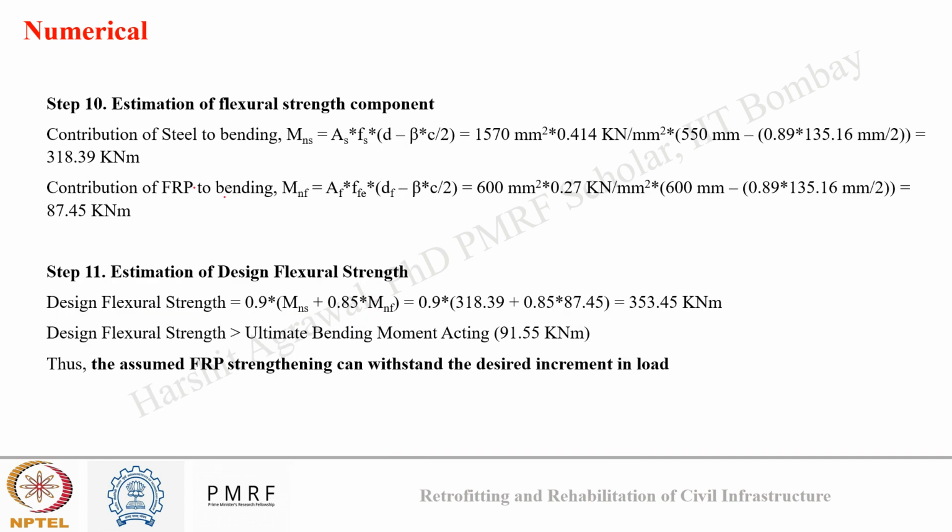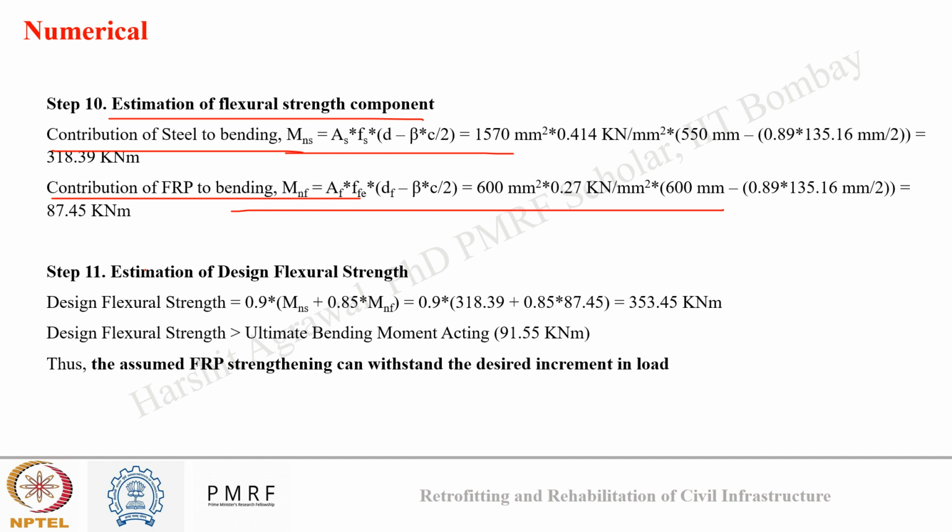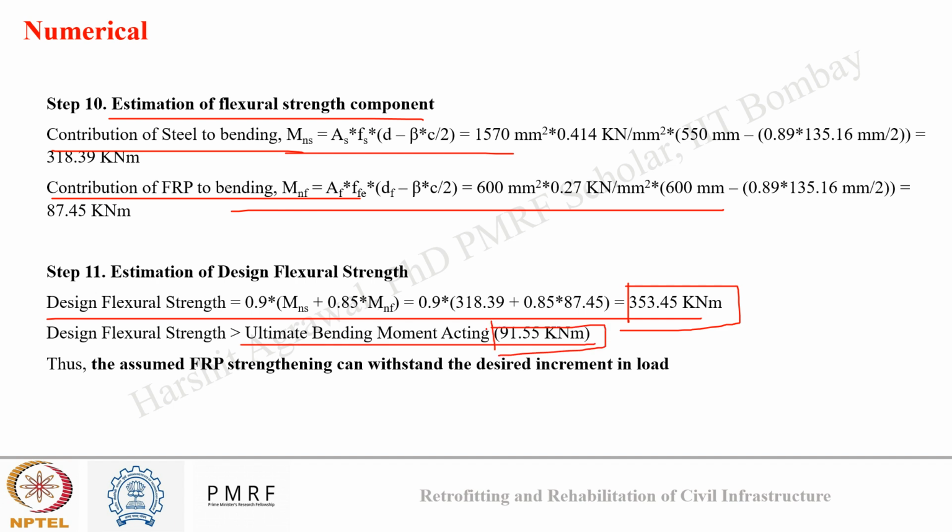Once you verify the depth of neutral axis, the next step is to determine the strength offered by the FRP. We will calculate the contribution of steel to bending, that is nothing but the equation that we saw earlier, and we'll calculate the contribution of FRP to bending. By knowing these two values, we can calculate the design flexural strength of the member. After all the substitution, my design flexural strength of the member is coming out to be 353.45 kilonewton, while the actual moment that I wanted to resist was only 91.55 kilonewton. So we can say that the assumed flexural design can withstand the desired increment in load.